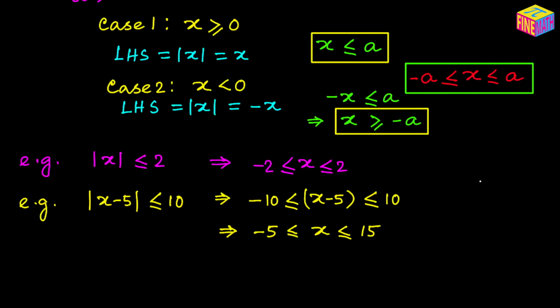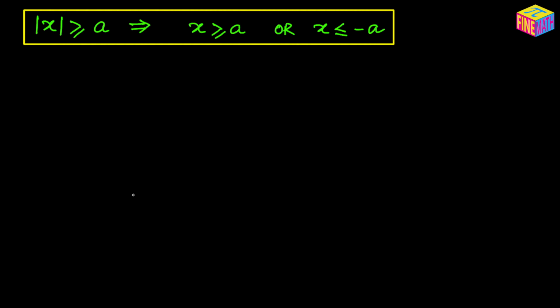Now let's talk about the final property I planned for this video. This property says that if modulus of x is greater than or equal to a, that would mean that the solution here would be x is greater than or equal to a, or x is less than or equal to negative a. And we should be able to prove it in a similar way. So now let's take the different possible values of a. First we are going to take a as a negative number. So here is our first situation, when a is negative.